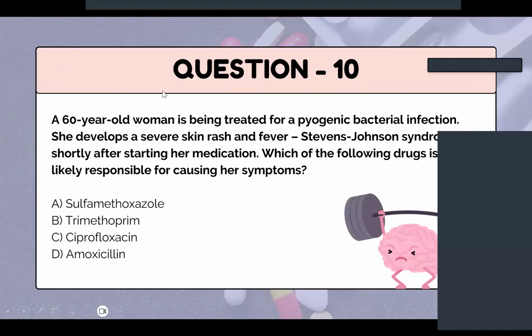Now, for the 10th question, a 60-year-old woman is being treated for pyogenic bacterial infection. She develops a severe skin rash and fever, Stevens-Johnson syndrome, shortly after starting medication. Which of the following drugs is most likely responsible for her symptoms? A. Sulfamethoxazole. B. Trimethoprim. C. Ciprofloxacin. D. Amoxicillin.